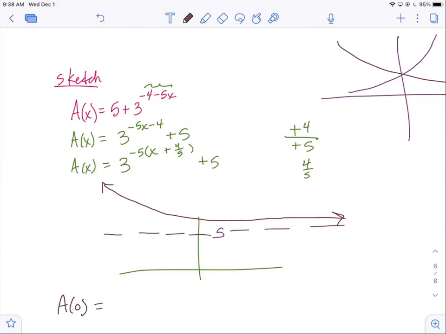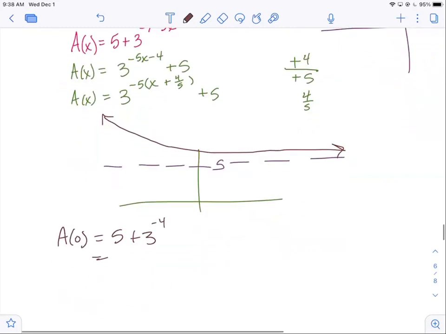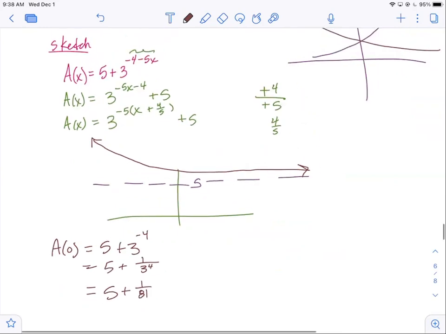And then if I wanted to find the y-intercept, a of 0 would be 5 plus 3 to the -4th, right? Well, that's the same as 5 plus 1 over 3 to the 4th, which is a really small number, right? 3 to the 4th is 81. So it's 5 and 1/81, if you want to think about that. The domain is all real numbers. And what's the range? Everything strictly above 5.